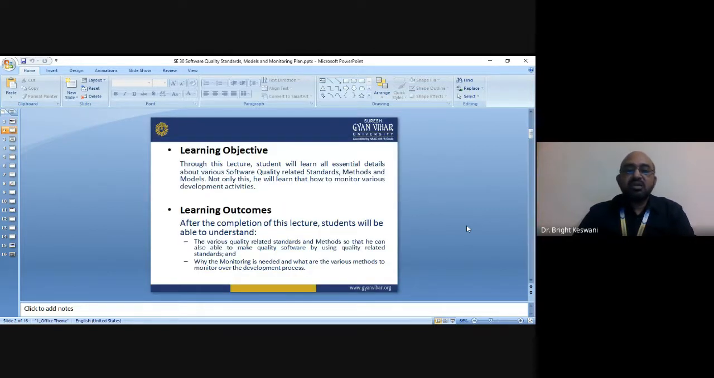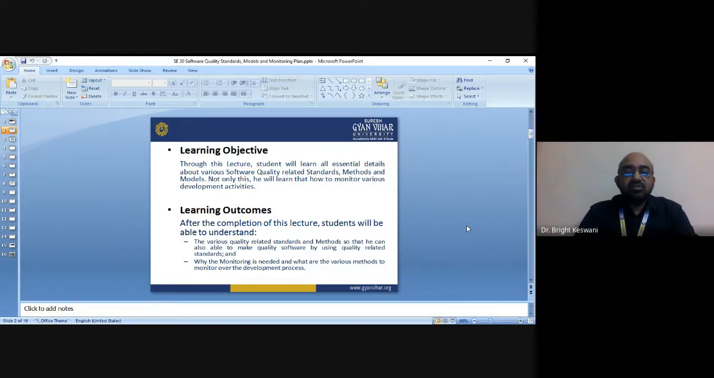These are the learning objectives and learning outcomes of this lecture. Through this lecture, a student will learn all essential details about various software quality related standards, methods, and models. Not only this, you will learn how to monitor various development activities. After the completion of this lecture, you will be able to understand the various quality related standards and methods so that you can also make quality software by using quality related standards.